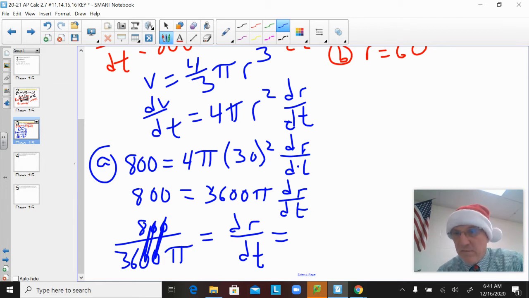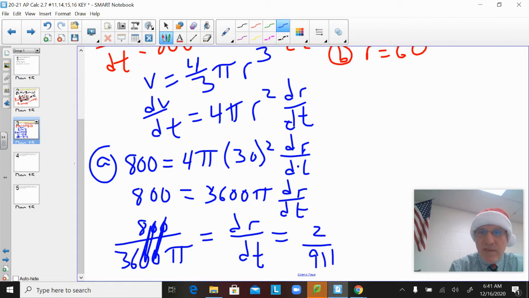I can divide both those by 4, I think. I end up with 2 over 9 pi. Again, the pi is still in the denominator. And this is now the rate of change of the radius, which is one-dimensional, so that would be centimeters per minute in this case, I believe.